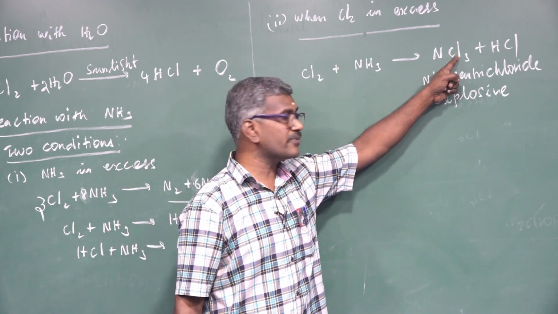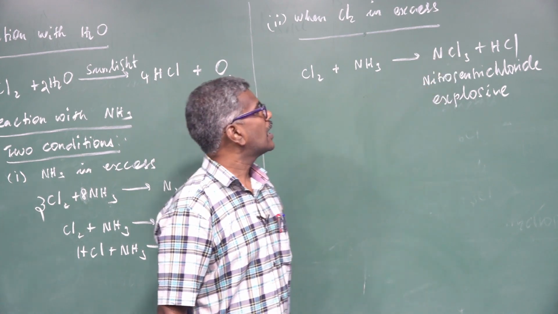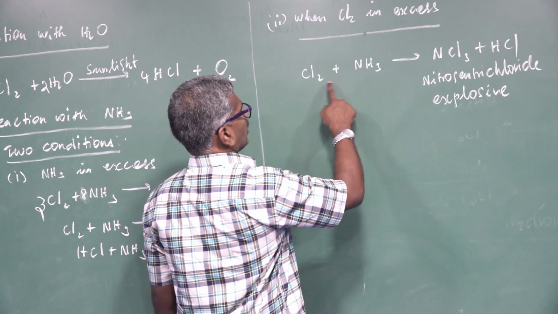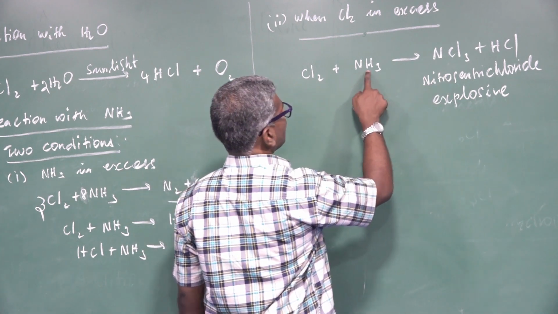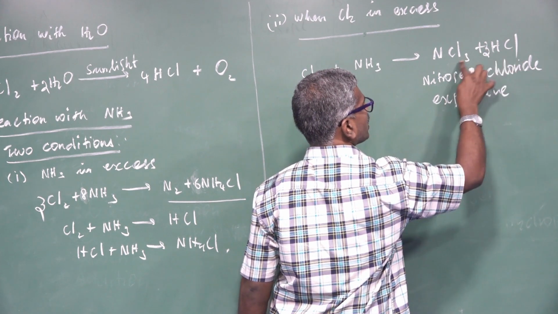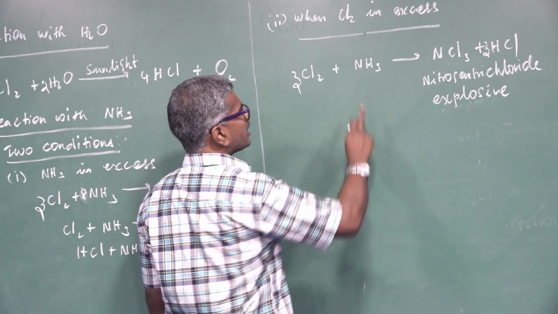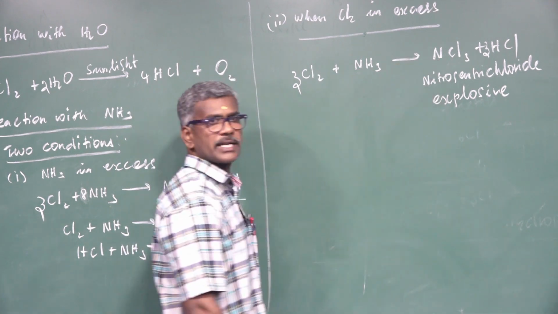Hydrogen valence, chlorine valence 1, cross multiplication, so NCl3. Balance the equation. Common hydrogen: 3 hydrogen here, 1 hydrogen here, 3 times. Common chlorine: 6 chlorine, here 2, 3. Common nitrogen: 1 nitrogen and 1 nitrogen.